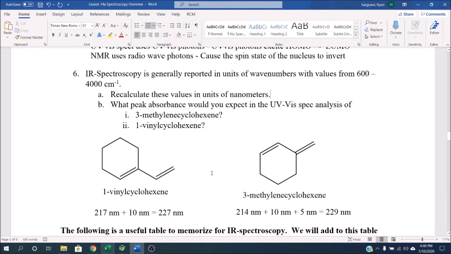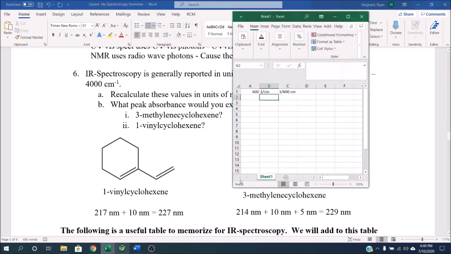Unfortunately, IR spectroscopy is not reported in units that are sensible. Traditionally, they've done it in wave numbers, which are just kind of odd. And what they did is they took the wavelength and then they just inverted it. Well, first they put it in centimeters, then they inverted it, which I think is really odd.